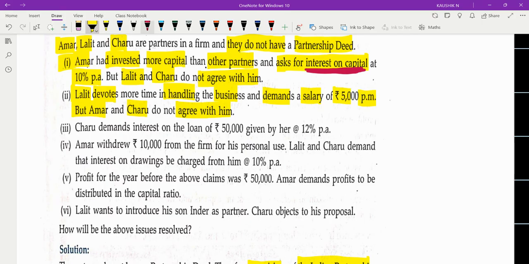Okay, so now here, what is the key point that has been highlighted? What is the demand for? Very good. So the demand is for salary, which is a part of remuneration.